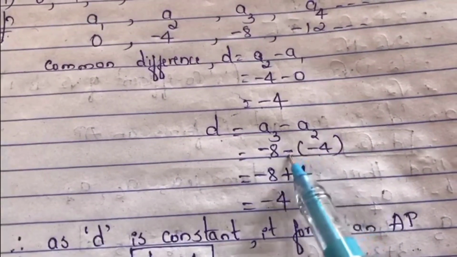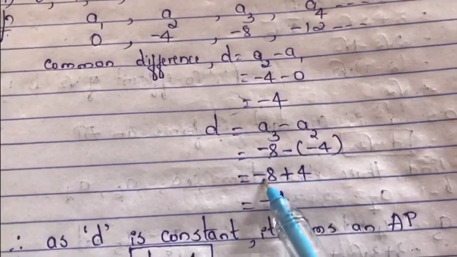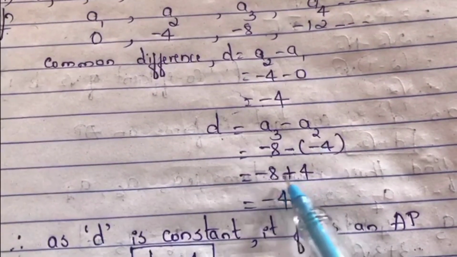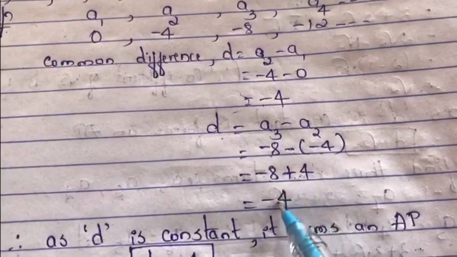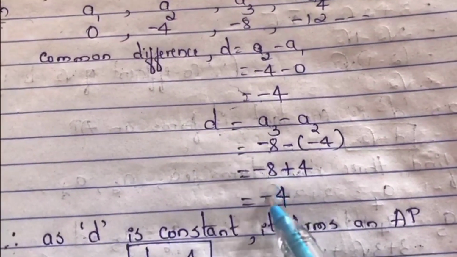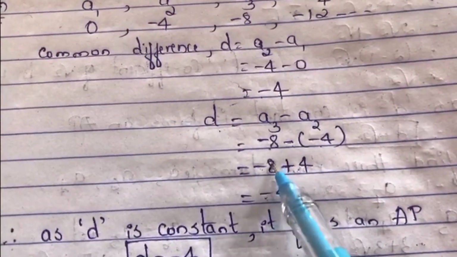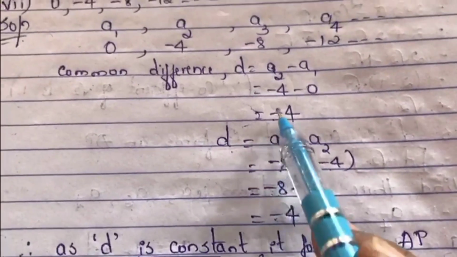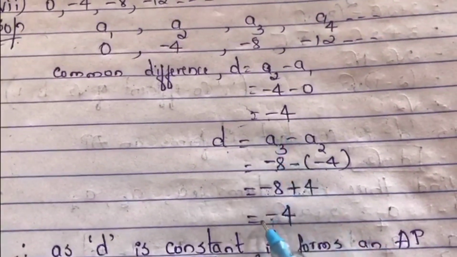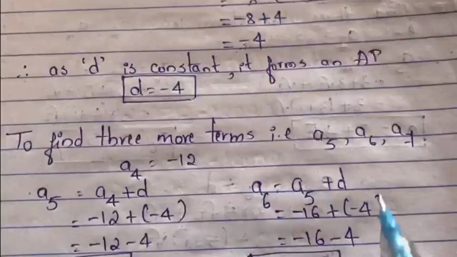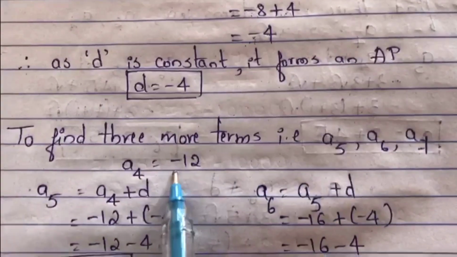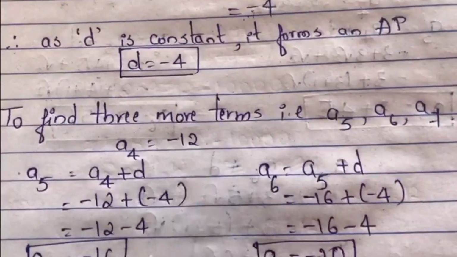Here minus into minus will be plus, and as 8 and 4 have different signs, we need to subtract them. That is 8 minus 4 will be 4, and the answer will be minus, as 8 is the greater number and it has a minus sign. Therefore the common difference is the same. It forms an AP. Let's find A5, A6 and A7. Here A4 is minus 12. By using this, let's find A5.